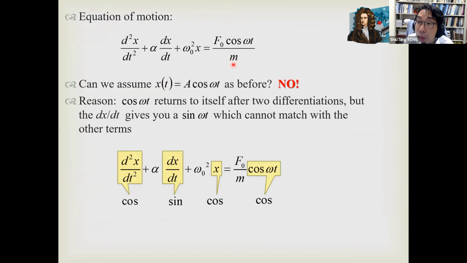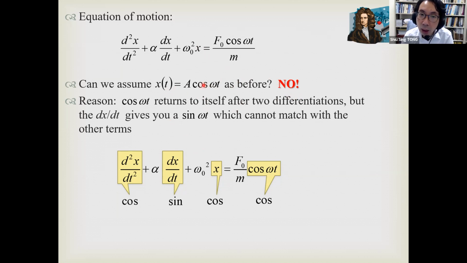So the equation of motion looks like this. Now the problem is, can we assume a solution in the form of A cosine omega t as before? The answer is no. Why not? Because it does not work. It does not satisfy the equation. You cannot make it satisfy this equation. How do you know? Well, we can have a try.